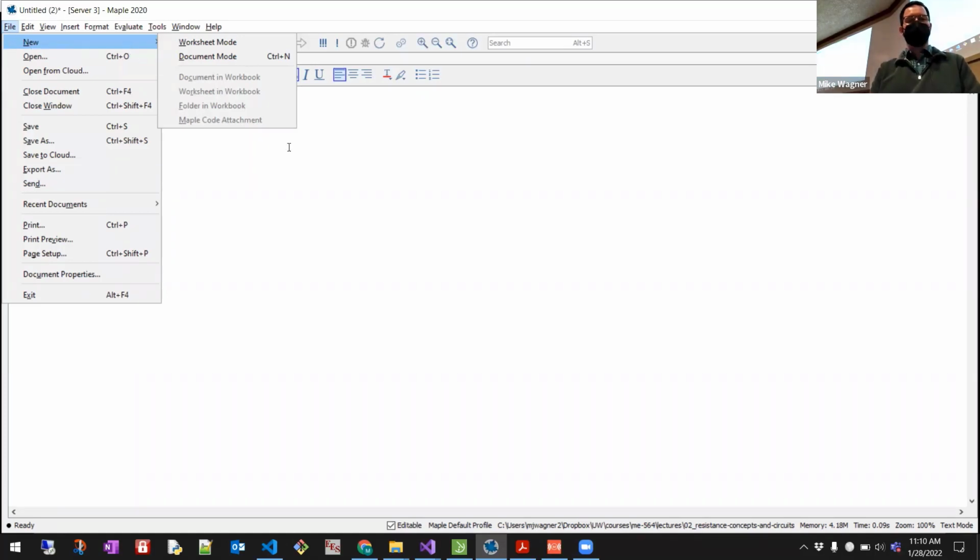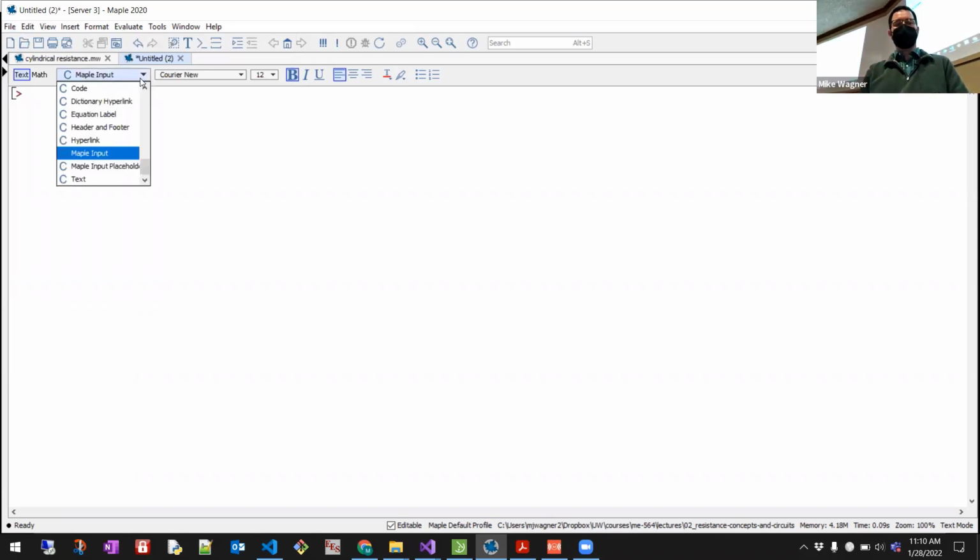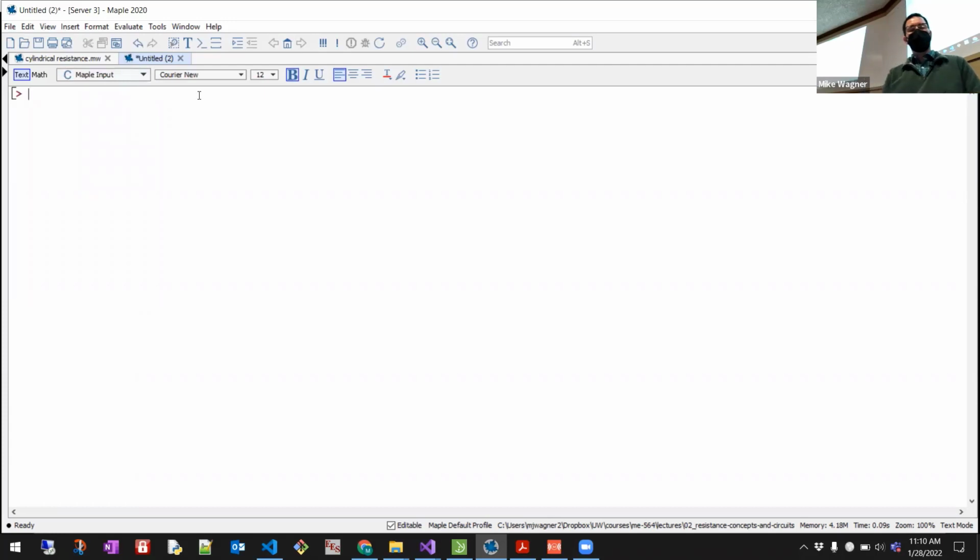So in worksheet mode, if you launch it, it should look something like this. If it doesn't, you can play around with these drop downs to get what you want. But here's your prompt. The prompt is where we'll just start typing. The first thing we want to do is clear out anything that's existing in memory, right? If you're running multiple worksheets, we would hit restart. So restart is our first command.